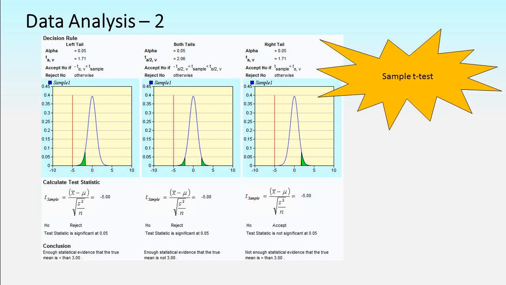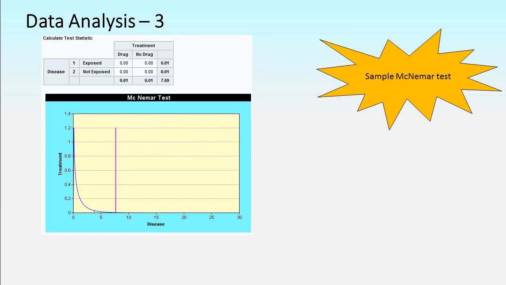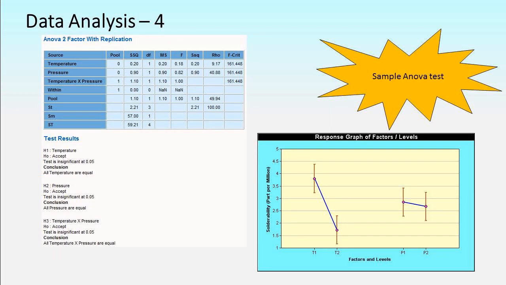You can see a sample t-test here. You can now see a chi-squared test, example McNemar test. Here you can see an ANOVA test. Note that you only need to key in the data appropriately. AsterWrite does the ANOVA calculations and displays the test results based on the hypothesis.